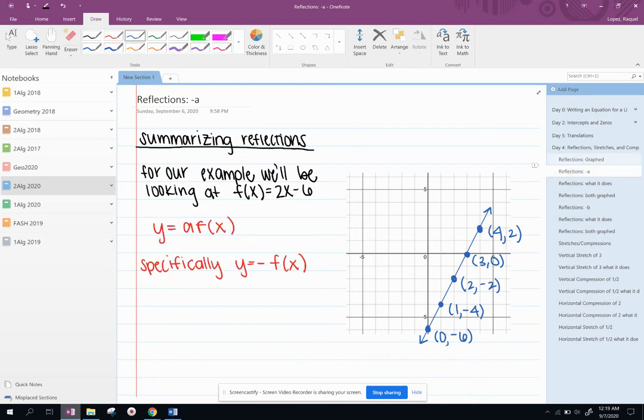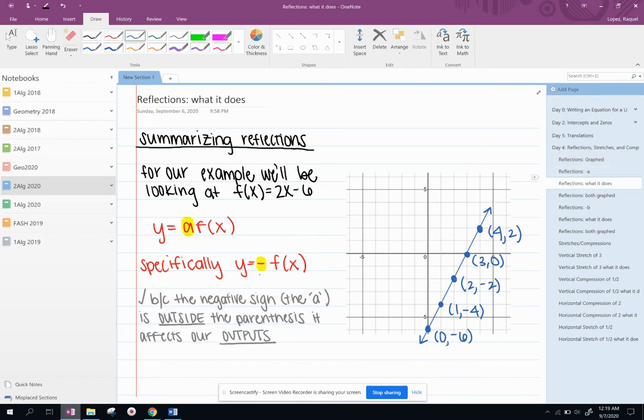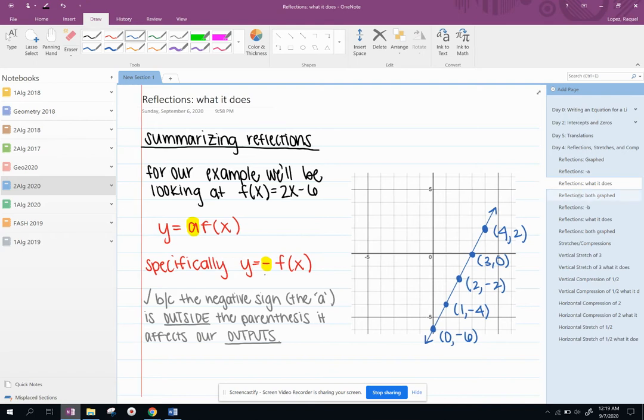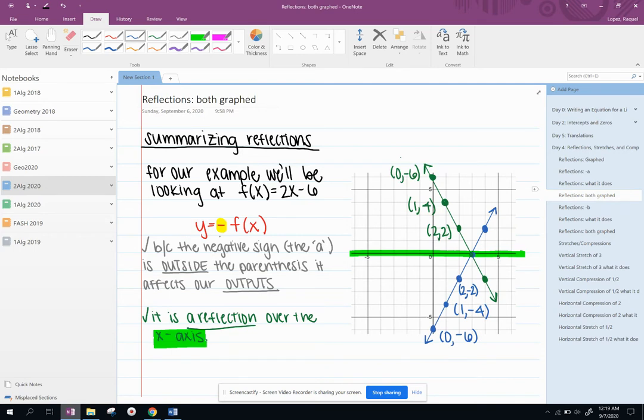One of the reflections that we can do to this is if we put a number in front of our f of x. So we're going to look at y equals a times f of x, specifically y equals negative f of x. So what that actually does is because the negative sign, the a, is outside the parentheses, it actually affects our outputs. So because it affects our outputs, it's going to be a reflection over the x-axis.